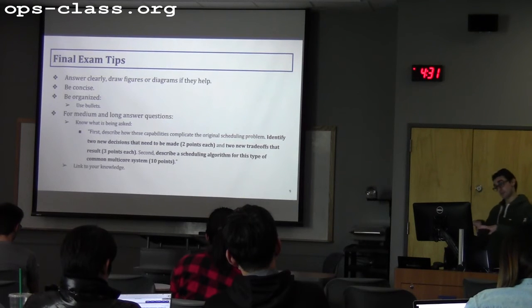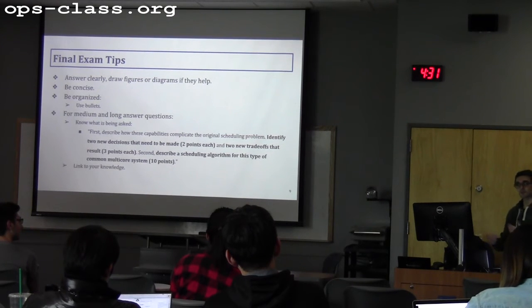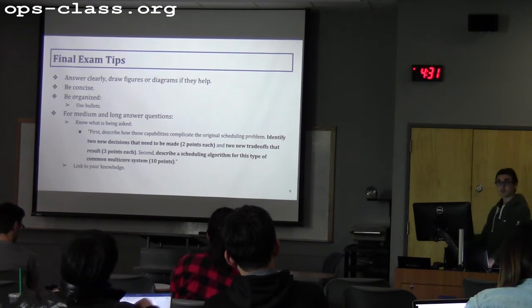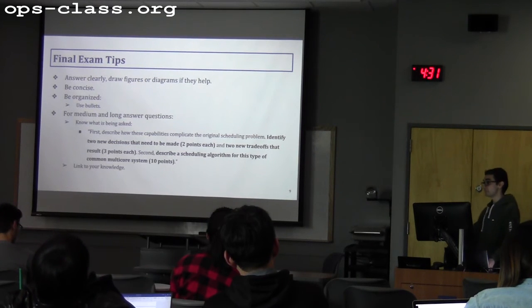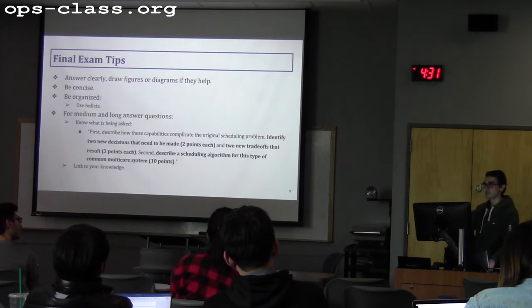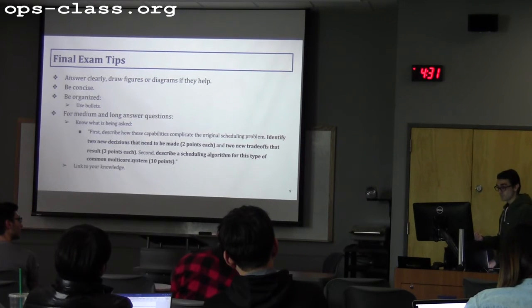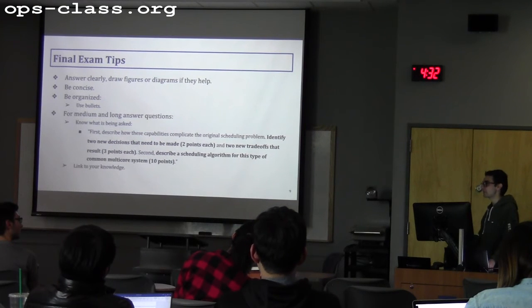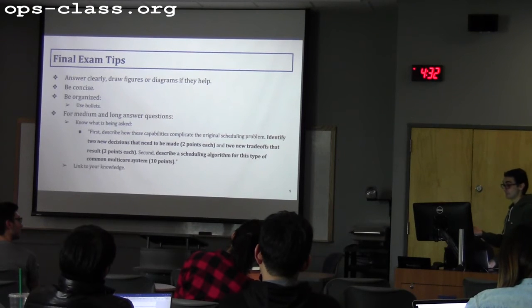And also use the questions. So for example, in the scheduling question, we mentioned the number of cores and the cores frequency. Some students didn't use those capabilities and just discussed other capabilities other than the number of cores and the cores frequency. So I might be able as a grader to give you some partial points for this, but you're going to lose a significant number of points if you don't relate your answer to the question.